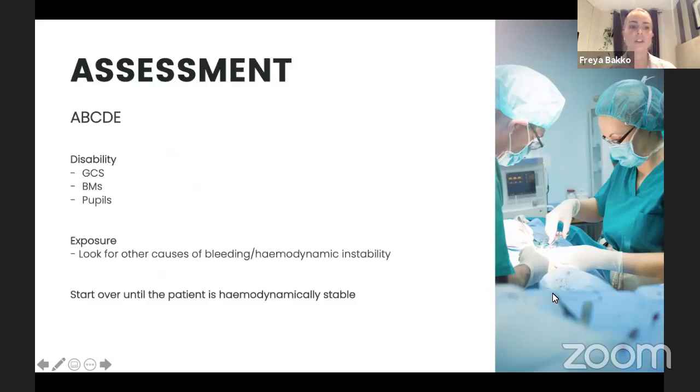So you want to go on to continue your ABCDE assessment. So make sure you assess his disability status, is his GCS 15, get his BMs and check his pupils. And then look for any other causes of bleeding or any other reasons for why he is hemodynamically unstable, because it might not be an upper GI bleed. Every time you perform an intervention, so every time you give fluids, you want to go back to the start and reassess your ABCDE.